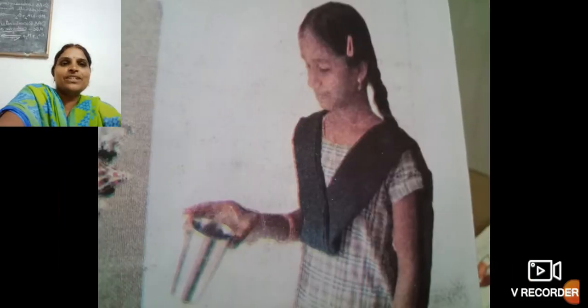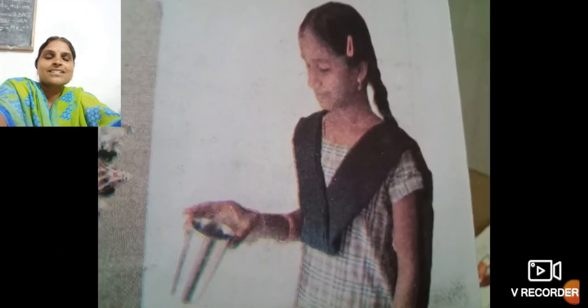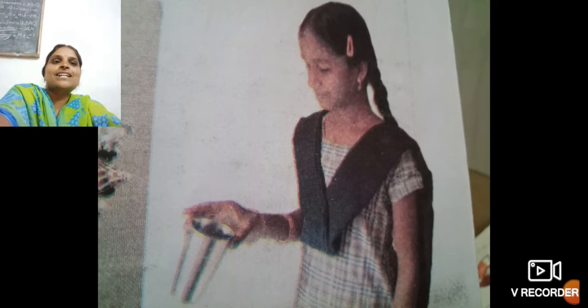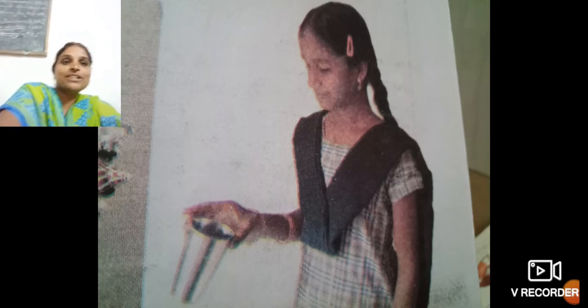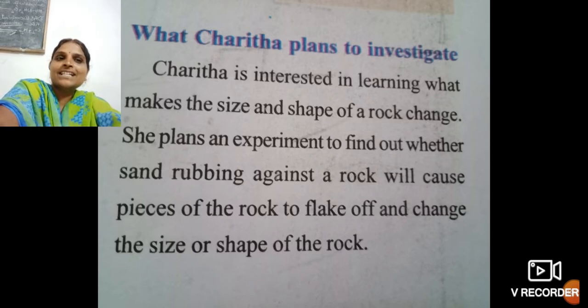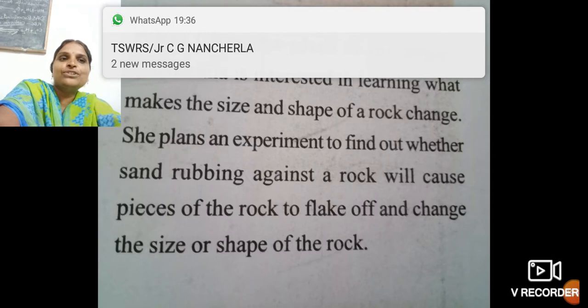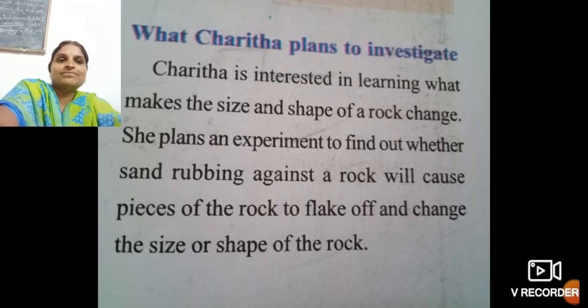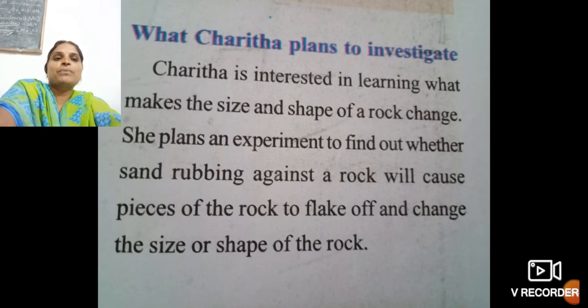Next, one more student is here. Who is she? See this picture. She is also one of the student scientists. Her name is Cherita. What does Cherita plan to investigate? Cherita is interested in learning what makes the sizes and shapes of rock change. She plans an experiment to find out whether sand rubbing against rock will cause pieces of the rock to flake off and change the size or shape of the rock.